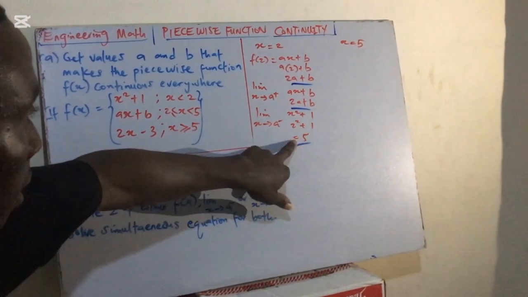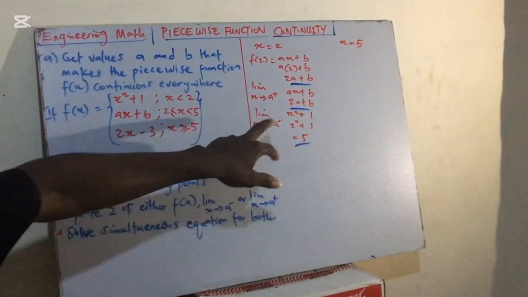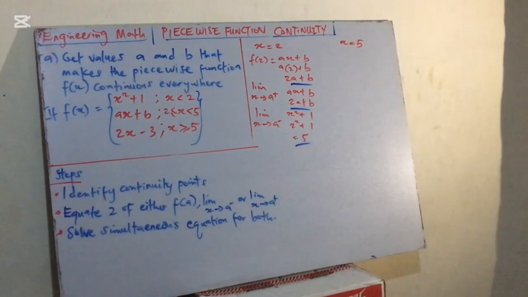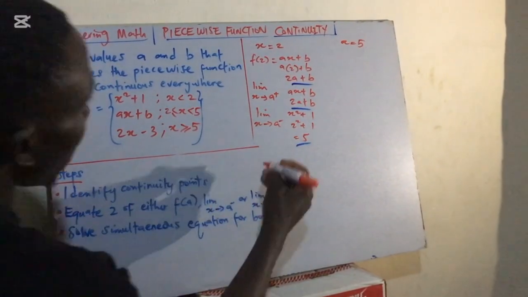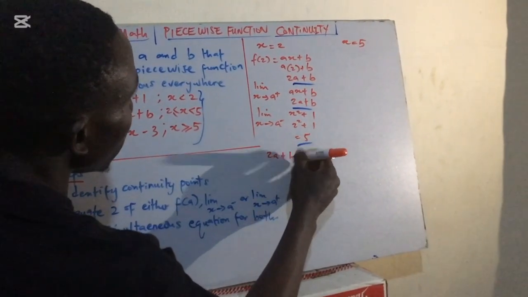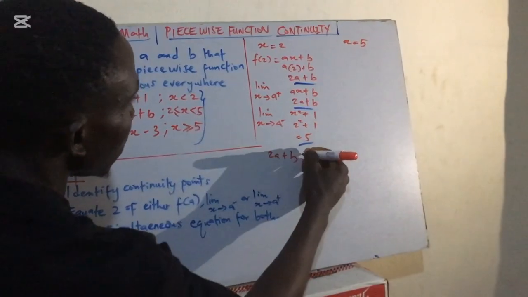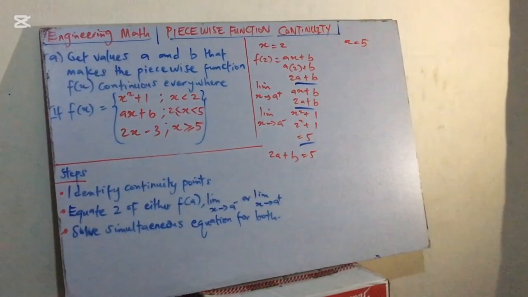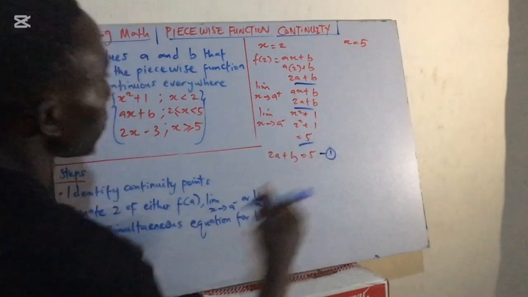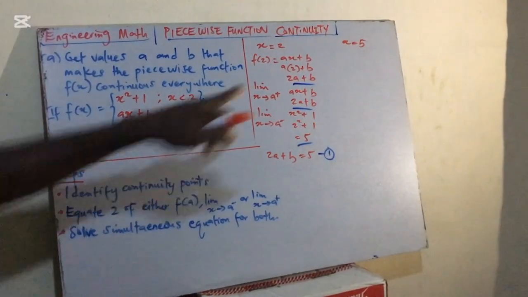So I will take this limit turns backward, and I will take one of this and equate it to each other. So what am I saying? I'll be having 2a plus b, this, and equals to 5. I'll satisfy equation 1 like that. That is equation 1.